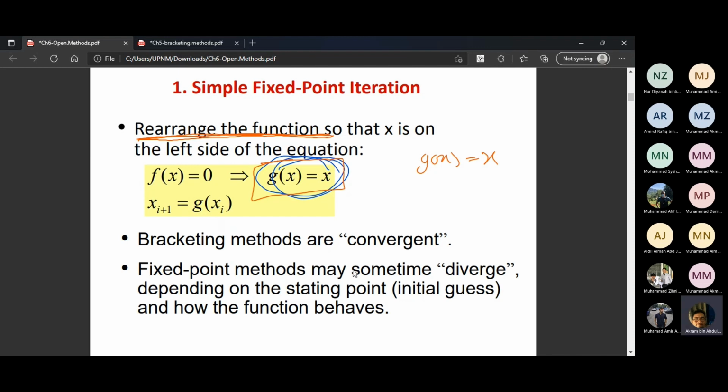And when we use fixed point method, sometimes it may diverge, but this is depending on the starting point that you choose or initial guess that you choose and how the function behaves. So either it will diverge or not will depend on the function of g of x and what is the initial value that you choose.